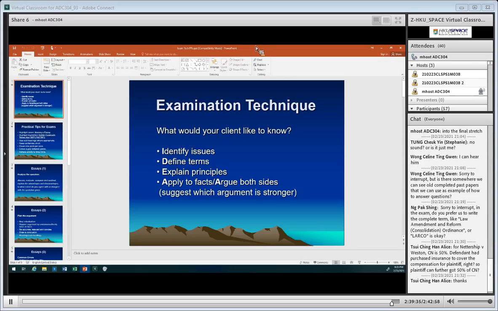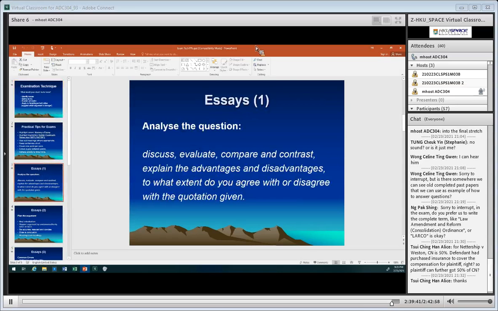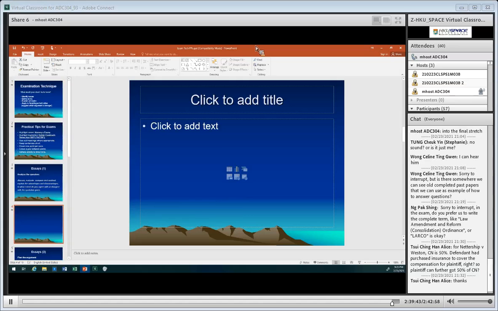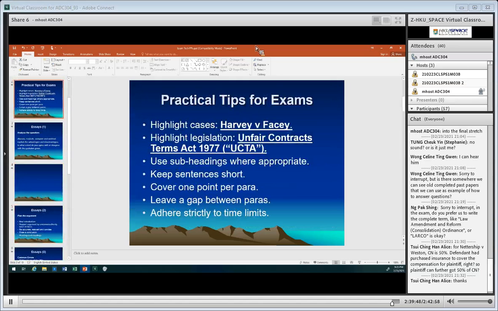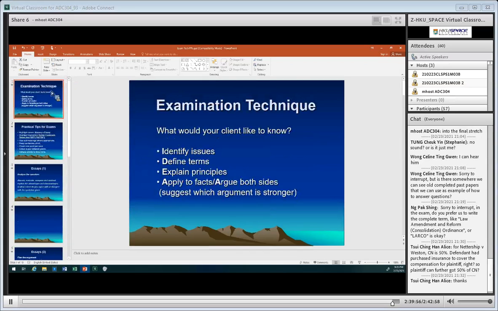What else have I got? Just see what I've also got here. I've got this bit. I don't think you need to worry about these. No, these are on essays, don't they? I don't know why it went that way. Okay. All right, practical. So the practical tips for the exams, they're the main ones here. And then there you are.